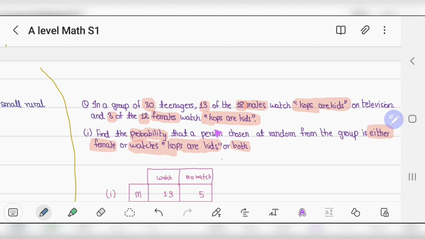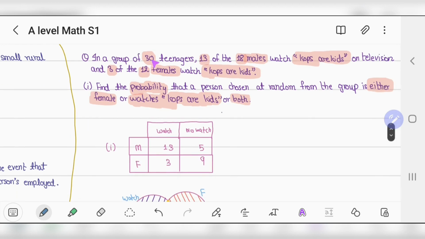reading this, we're going to make a graph according to the data given. There are a total of 30 teenagers. There are a total of 18 males and a total of 12 females. From the 18 males, 13 of them watch, and the remaining 5 don't watch. As for the females, 3 of them watch it, and the remaining 9 do not watch it.